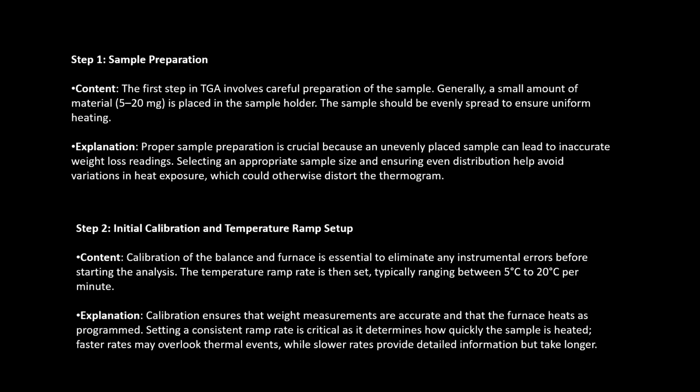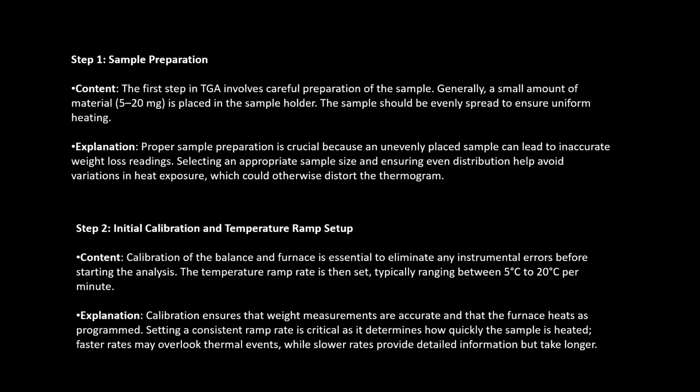The first stage in TGA requires meticulous sample preparation. A small quantity of material of around 5 to 20 mg is placed in a sample holder, ensuring it is evenly distributed to achieve uniform heating. Proper sample preparation is essential to avoid inaccuracies in the weight loss measurements. An uneven sample can result in non-uniform heating, leading to errors in the thermogram. Using the correct sample size and ensuring even distribution minimizes the variation in thermal exposure.